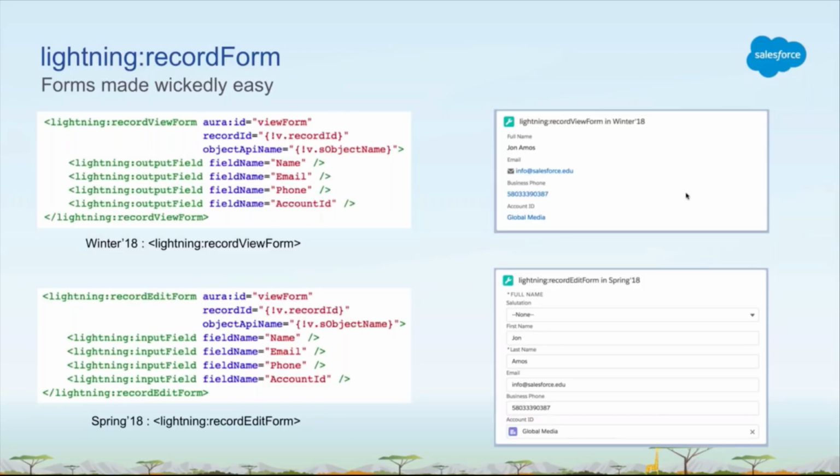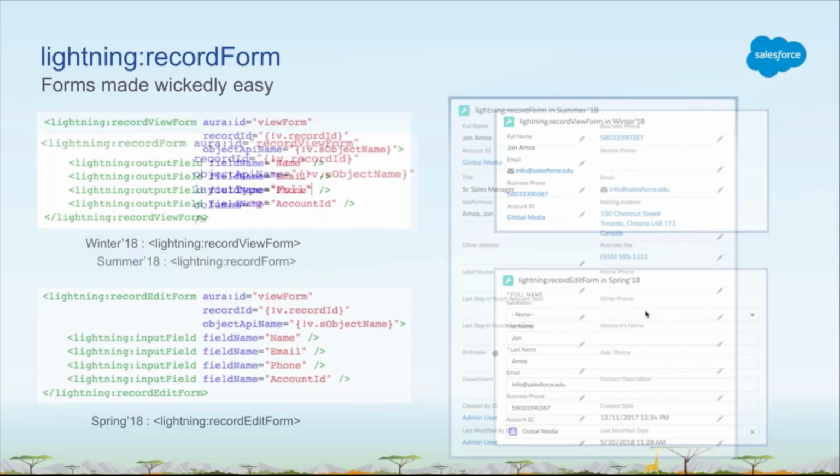So this is really magic, because if you pass a record ID to a record edit form, we will actually go and retrieve all the data for you. If you don't pass that record ID and you only pass an object API name, we will actually create this as a form to create a new record of that object type. So again, you don't have to do any work other than just to provide that one tag, the input fields, output fields that you're interested in, and then of course a submit button in the case of the edit form.